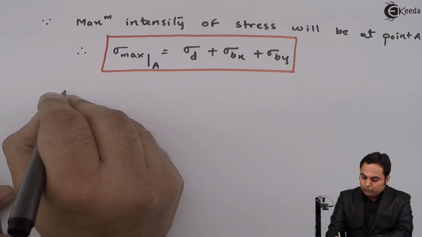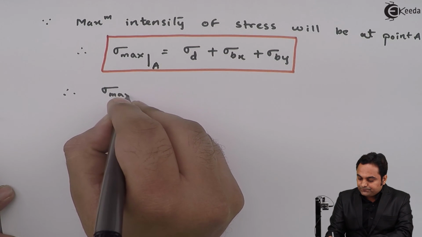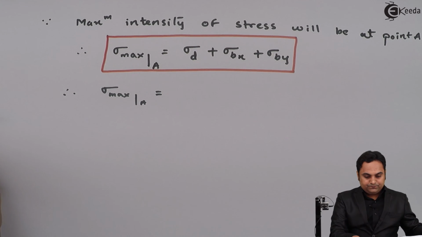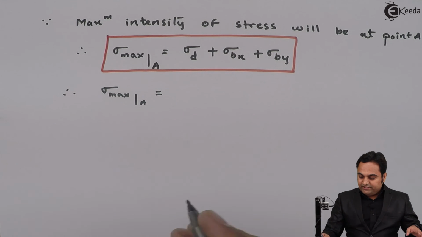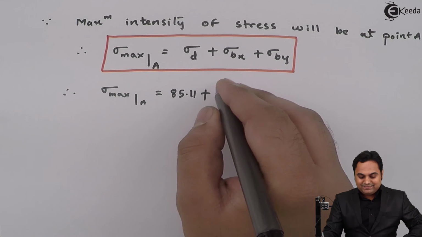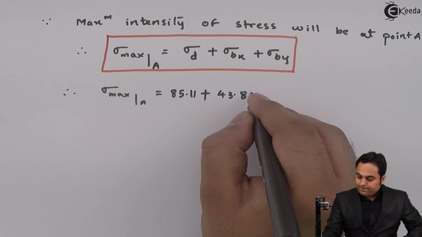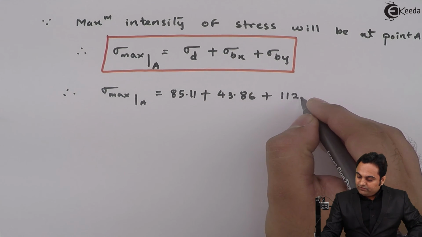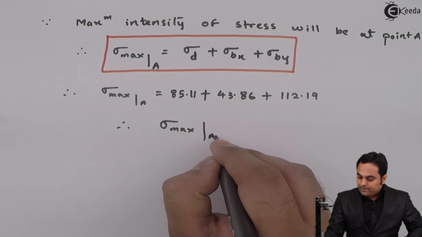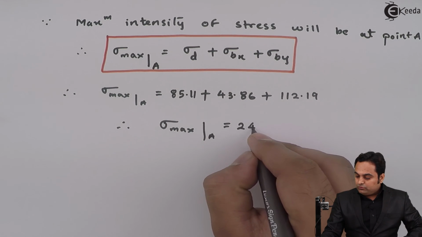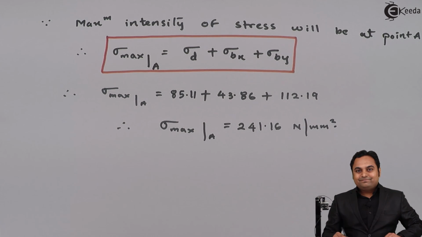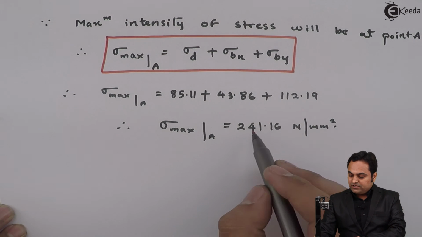Now I'll go on putting the values. Direct stress we have found out, it was 85.11 plus sigma bx 43.86, sigma by 112.19. So from this, sigma max at A, the value comes out to be 241.16 Newton per mm square, and this will be our first answer.